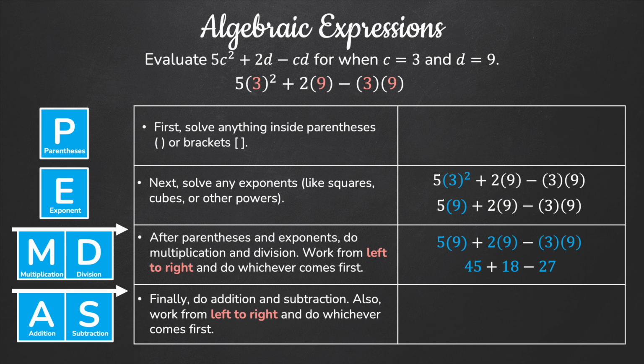Finally, we have addition and subtraction. And we're going to do whichever one comes first from left to right. And the one we have first is addition. So 45 plus 18 is equal to 63. And 63 minus 27 is equal to 36. So our final answer is 36.